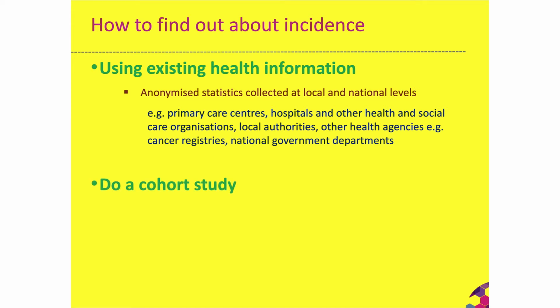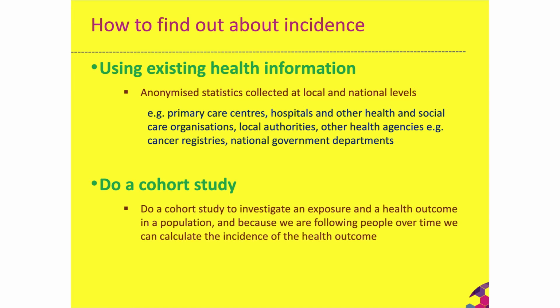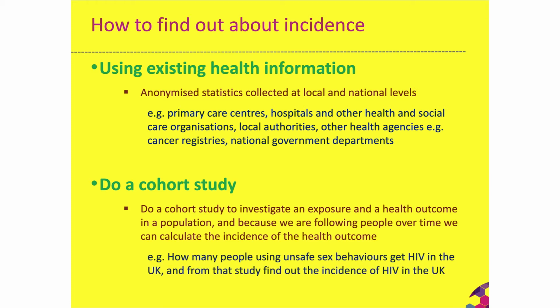We can also do a cohort study. We can do a cohort study to investigate an exposure and a health outcome in a population, and because we are following people over time, we can calculate the incidence of the health outcome. So for example, we might do a cohort study on people using unsafe sex behaviours and whether they get HIV in the UK, and from that study, because it's done over time, 5-10 years, we can find out the incidence of HIV in the UK, assuming that we have a representative population who are participating in our study.